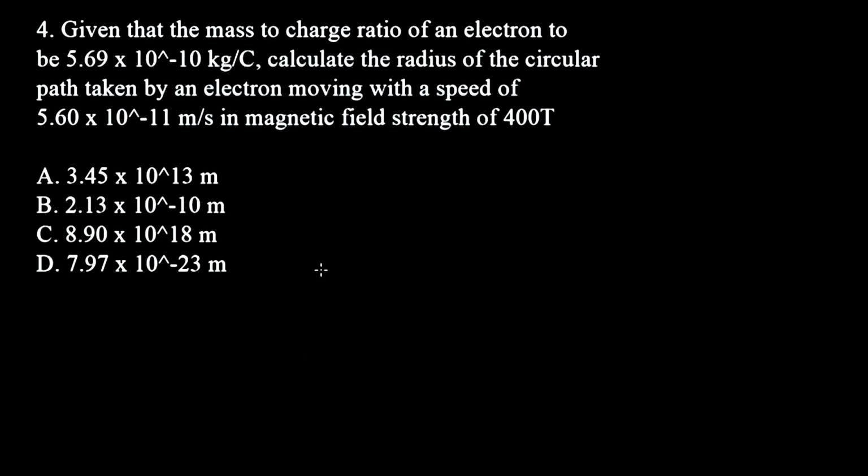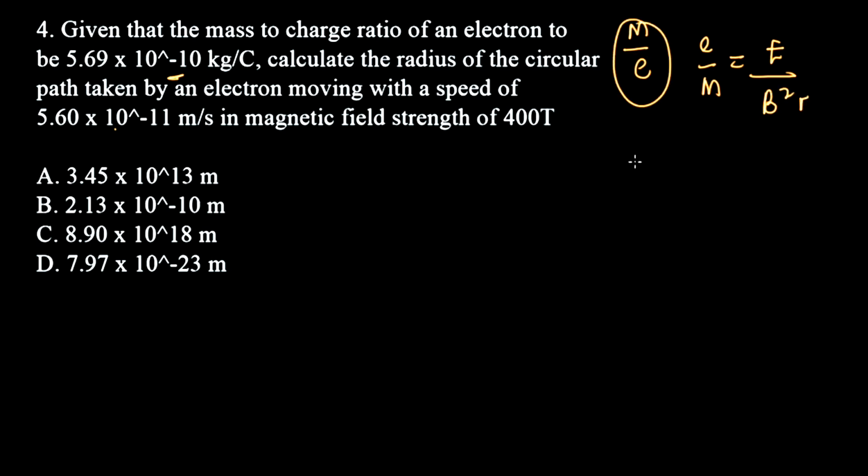Let's look at this question. Given that the mass to charge ratio of an electron is this. Remember that we only derive the charge to mass ratio. Calculate the radius of the circular path of an electron moving with the speed of this and with a magnetic field strength of 400 Tesla. The charge to mass ratio equals E over B squared R.